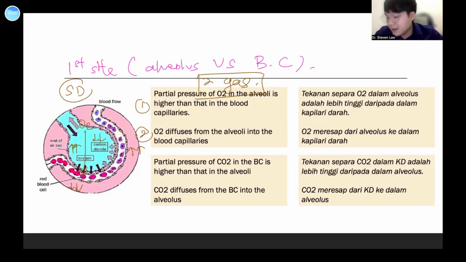Okay, you know what's the common mistake students always make? Can I ask you this question? Am I comparing the partial pressure of the gas between two locations, or am I comparing the partial pressure of two different gases at the same location? Which one? Can you answer my question? Am I comparing the partial pressure of two different gases at the same location, or the partial pressure of the same gas but in two different locations?